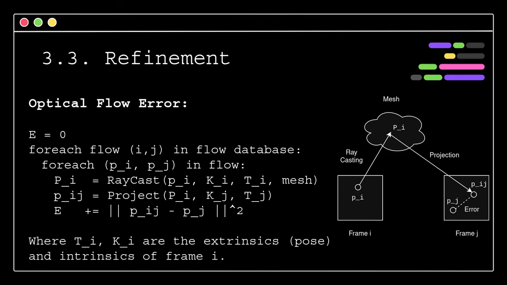And here is how we define the error or cost for each flow constraint. For each pair of frames, say frame I and frame J, that have a factor in between them, we take all the 2D points in frame I that have predicted 2D points in frame J from optical flow data, and raycast them into 3D using the mesh and camera parameters. Then we project the 3D points into frame J using its pose. The error is then the difference between where the points have landed in frame J and where the optical flow actually says it should be. By minimizing this reprojection error across all frame pairs, we get globally consistent motion.